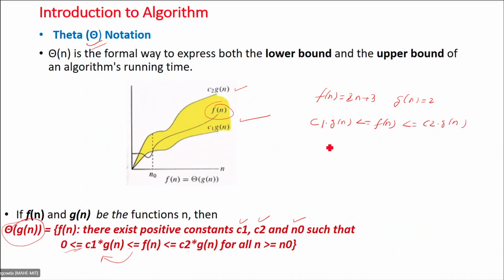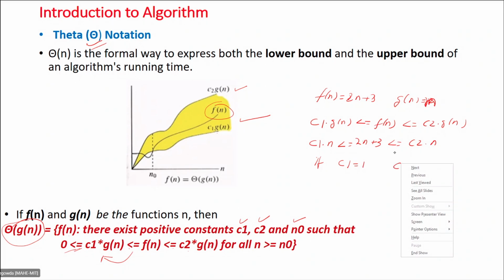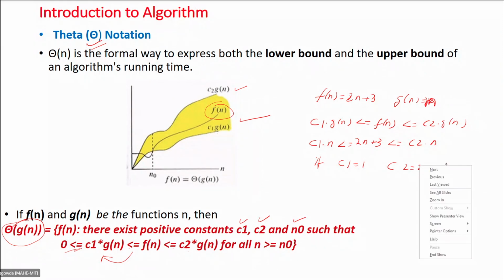If you replace these values here, you'll get c1 into n less than or equal to f of n, that is 2n plus 3, less than or equal to c2 into n, because g of n is nothing but n in this case, not 2n. Suppose you consider the constants as follows: c1 is equal to 1, which we already discussed in the previous cases, c2 is equal to 2, and n is equal to 1 in this case.